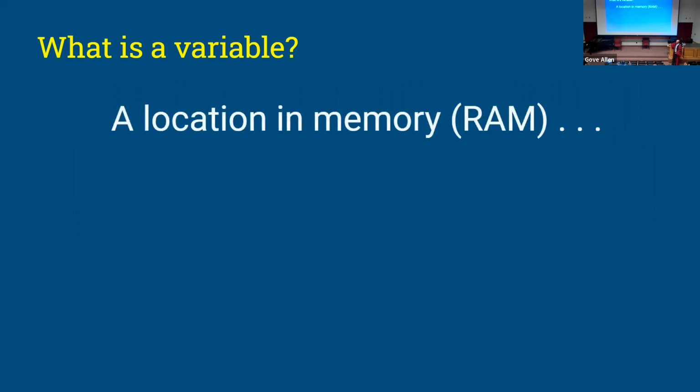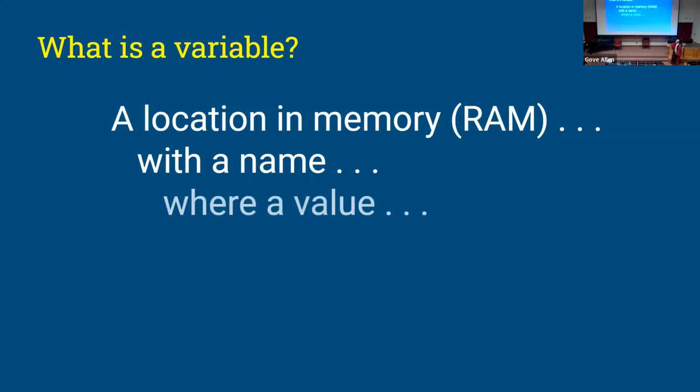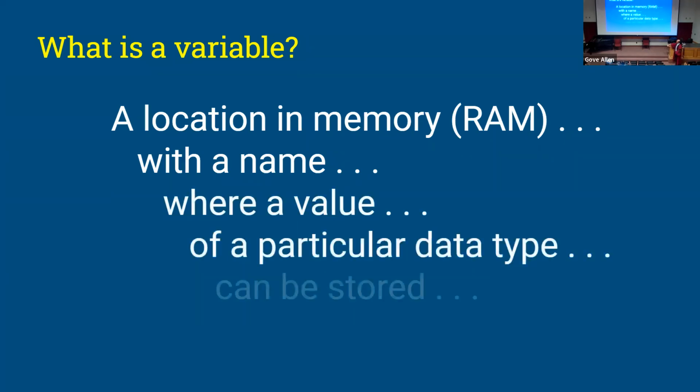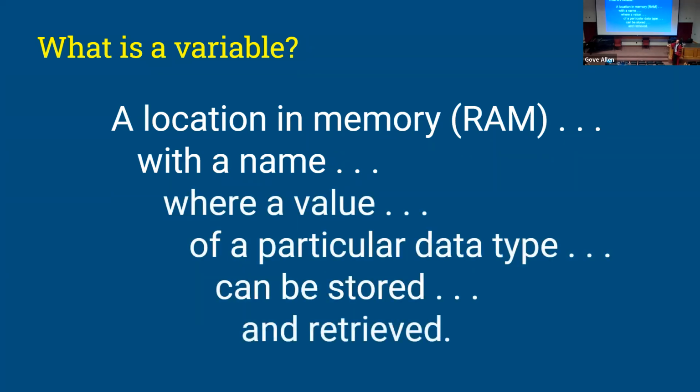So instead of having to actually think about specific ones and zeros there, we're going to use this notion of a variable to organize in our minds and in our programming how we're dealing with that memory. So this is what a variable is. It is a location in memory that has a name. That's kind of the important characteristic. It's a named location in memory where a value of a particular data type can be stored and retrieved.